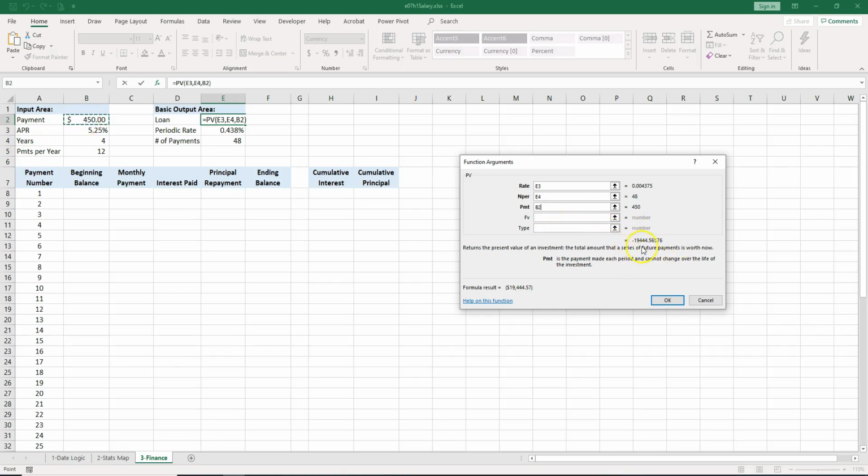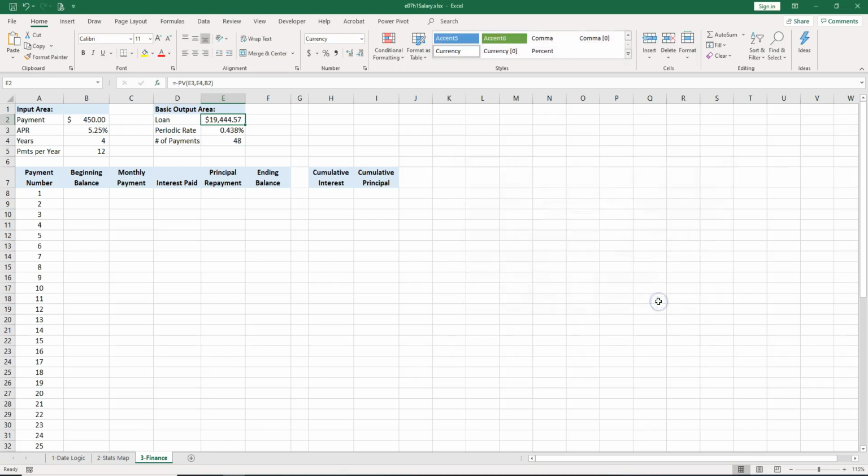Now, if you look at the result, 19,444, you see that it comes out negative. So because these monthly payments are money out of the pocket, we can put minus here. Another thing you can do is to put a minus after the equal sign. Alright, so that will make it positive. Let's push OK.